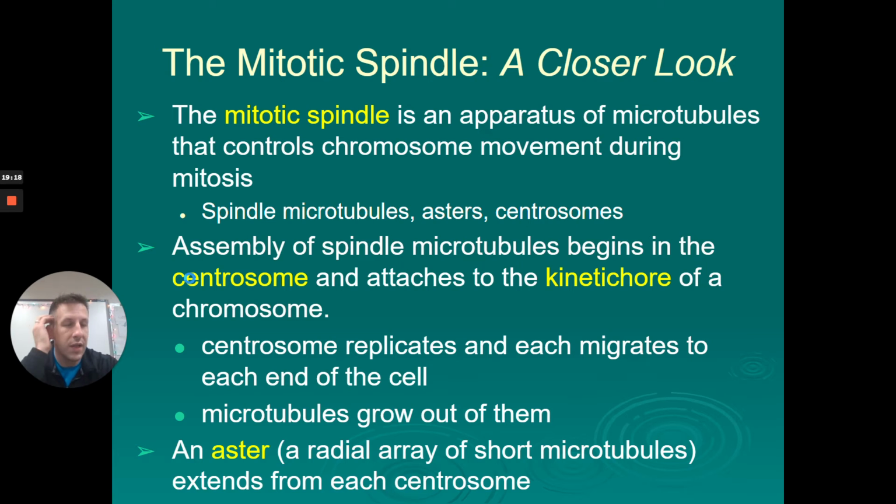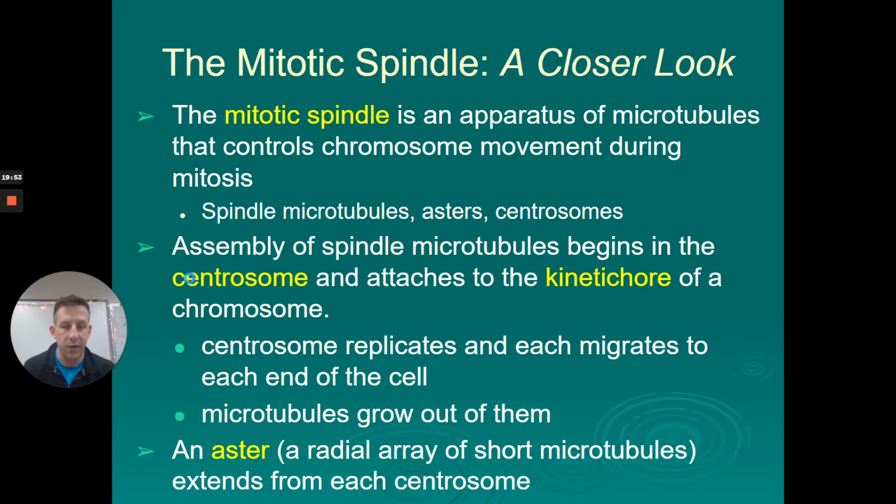The mitotic spindle is a bunch of microtubules that control chromosome movement during mitosis, and we saw them in the diagrams. They started at the little rigatoni noodles that I had mentioned, and they grew from there, and they look like little spaghetti strands that had grown out of these things. And so the mitotic spindle is actually composed of many things. It's composed of the spindle microtubules, which look like the spaghetti, the asters, which look almost like little starbursts that come out of this thing.